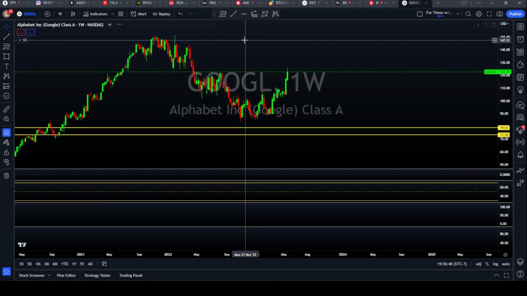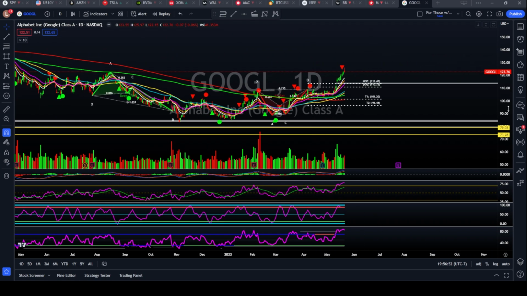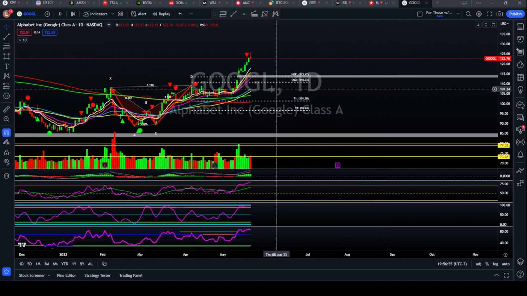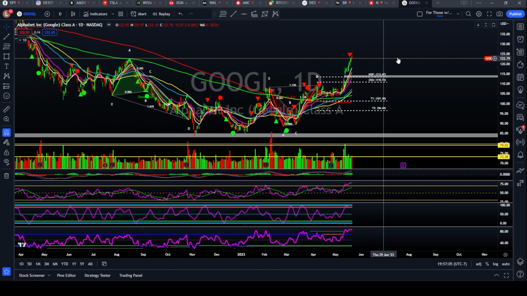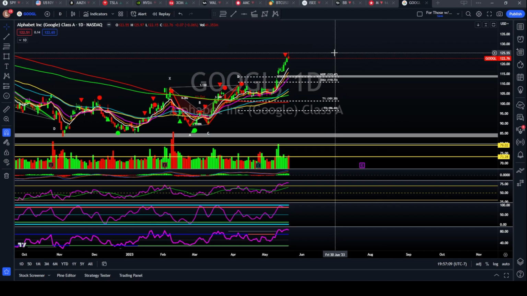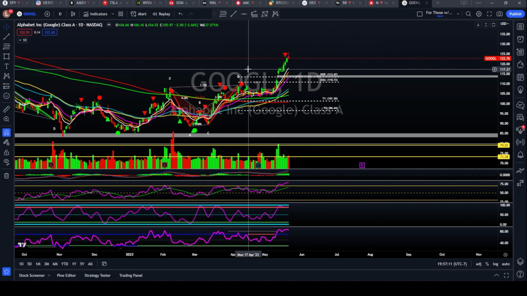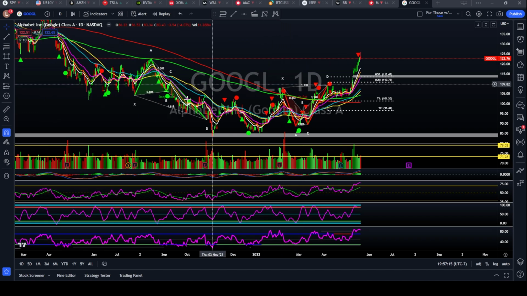Jumping over to Google here. So Google also amazing. What an amazing run Google has had this week. It went as high on Friday as 125.97, closing the day at 122.76. So harmonically, if we jump over to the weekly, it hit 125 here. So what can we see here for Google coming into next week? Should it continue, is there more room to the upside?